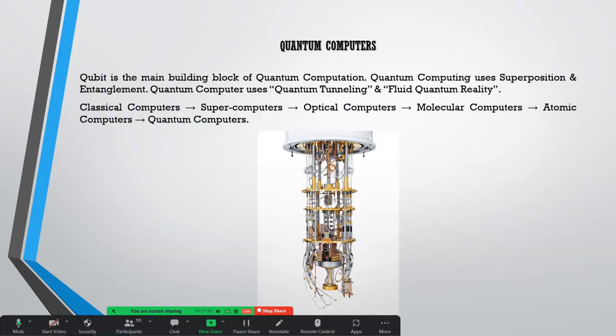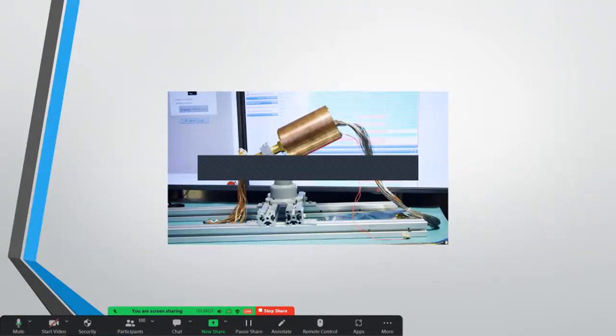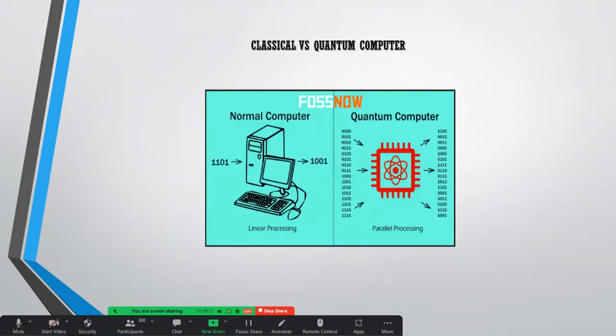So if you see, these are the electronics and all the components that are needed, all the circuitry is here. Now, this is another picture of another quantum computer where it is being used by the researchers to see the capacity of the qubits, the circuits, and all of that. Now we have to understand the difference between a classical and a quantum computer in order to move on.